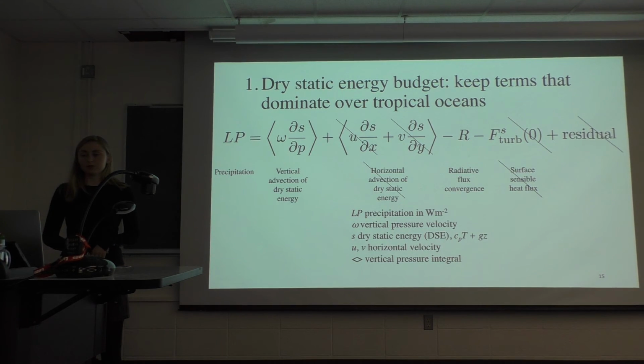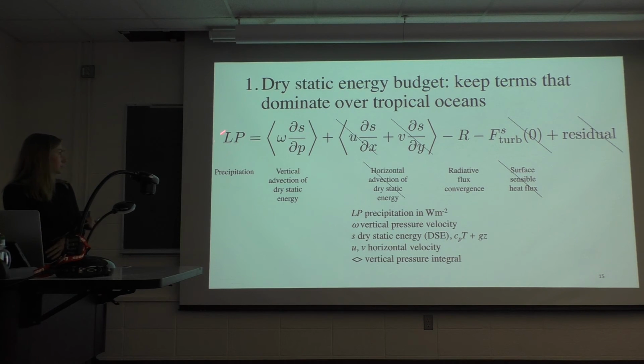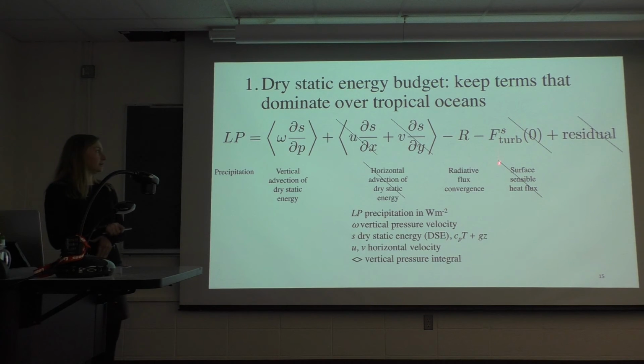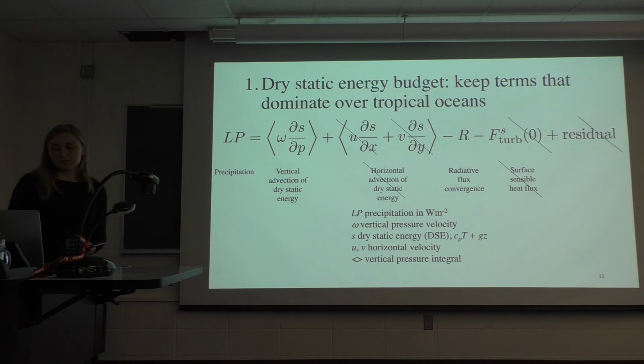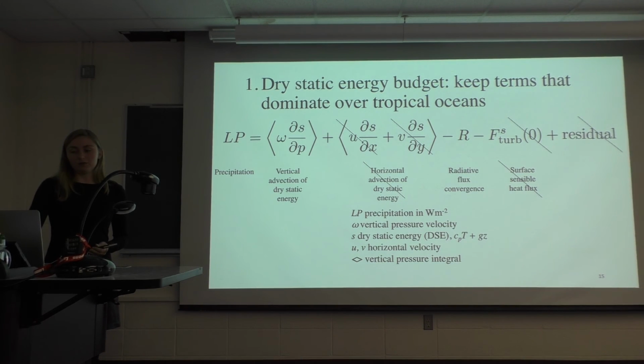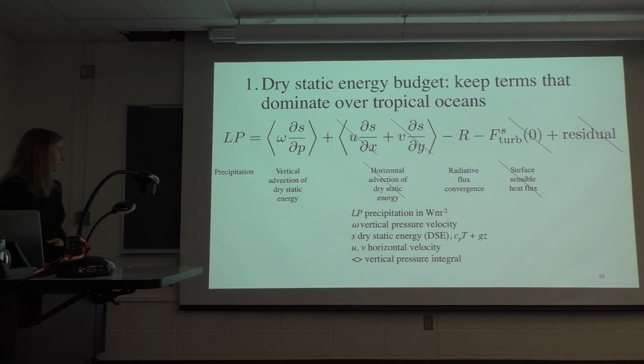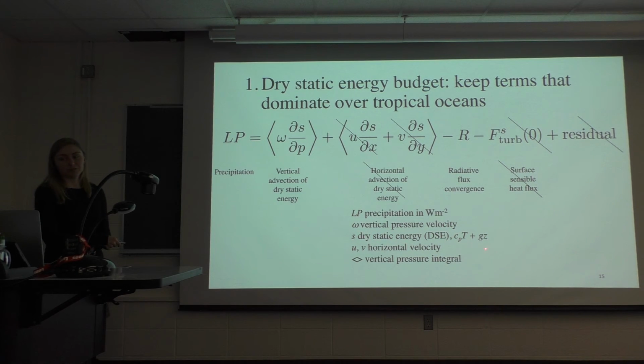So, like I said, we start with the dry static energy budget, and we keep the terms that dominate. Again, I'm just following the Back and Bretherton 2009 paper here for the most part. We have monthly mean precipitation on the left, and that's over tropical oceans, mostly balanced by vertical advection of dry static energy and by this radiation term. The other terms tend to be smaller. And you'll notice here that I've reminded you what dry static energy is. It's proportional to temperature and geopotential height.